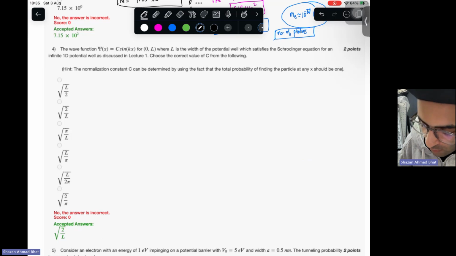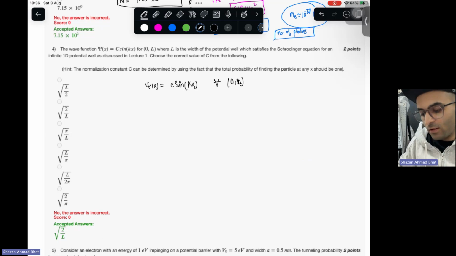First of all, you are given a wave function which is C sine of kx for all x from 0 to L. This is a wave function of electron. We are not told whether it's an electron or something. Let's say it's a wave function of a particle inside a potential well. So what is a potential well? First of all, what is this potential well?